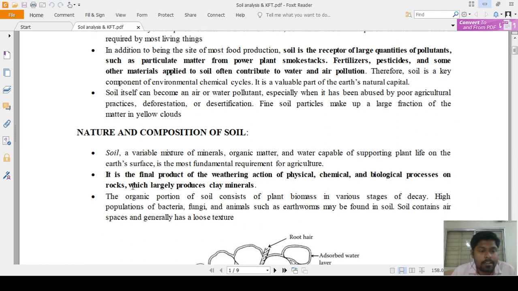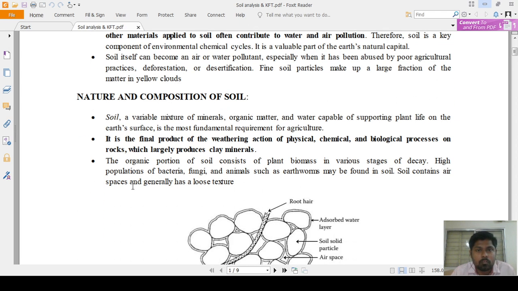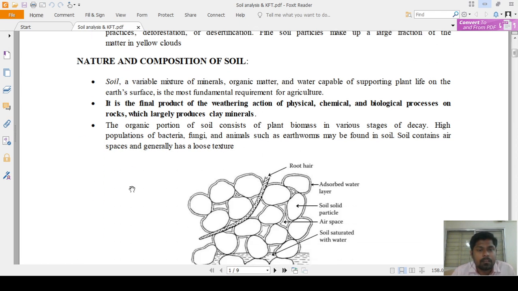Now, the next point is the nature and composition of soil. Soil is a variable mixture of minerals, organic matter and water, capable of supporting plant life on the Earth's surface, which is the most fundamental requirement for agriculture. What is soil? The definition of soil is: it is the final product of the weathering action of physical, chemical and biological processes on rocks, which largely produces clay minerals.